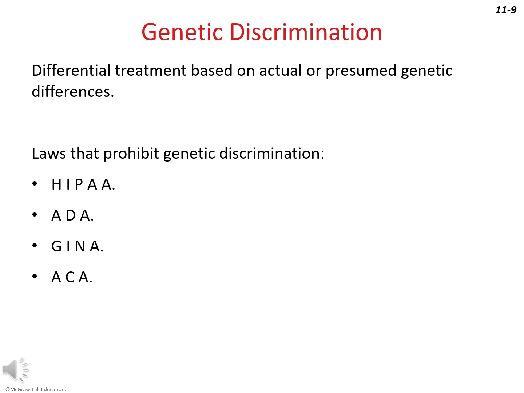And then we have the ACA, which was part of your paper, the Affordable Care Act, and that basically guarantees that even if someone has a genetic issue or a difference, they can still receive health care. They can't be kicked off of their health insurance.